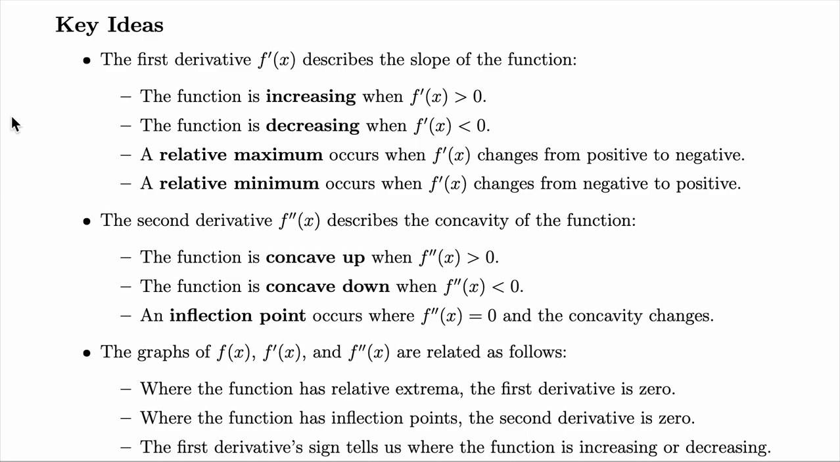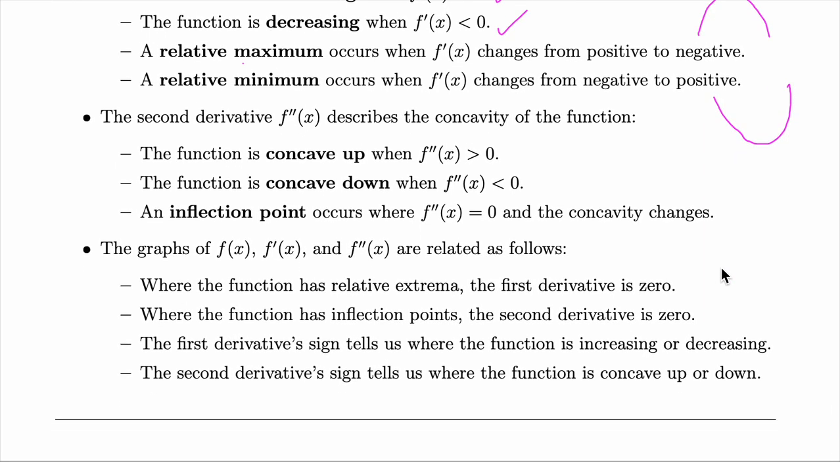Pretty much already went over some of these, but it's increasing where the first derivative is positive. A function is decreasing where the first derivative is negative. It has a relative maximum where the first derivative goes from positive to negative, right? So think of slope going up to slope going down. We have a relative minimum where it goes from negative slope to positive slope.